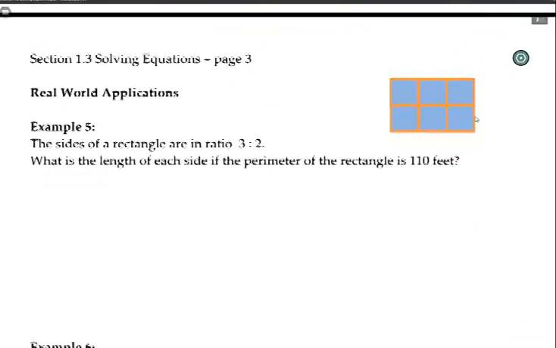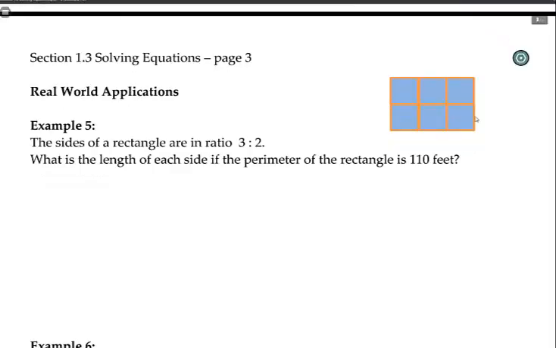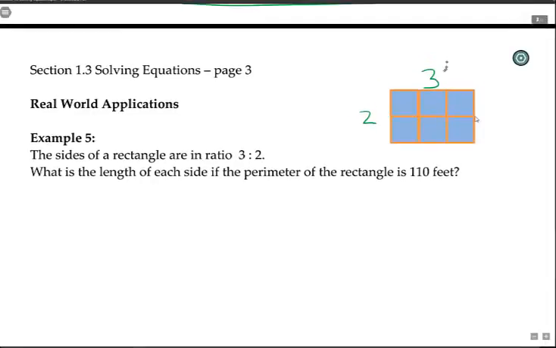Let's take a look at some real-world applications. Here on the right, you see I have a box with 6 squares. The sides are in a ratio of 3 to 2. Well, I don't know how big those are. It's not exactly 3 inches or 3 feet, so I'm going to call it the ratio 3x to 2x. Well, if I label all 4 of my sides as 3x and 2x, then the question is, what's the value of x? So let's add those up.